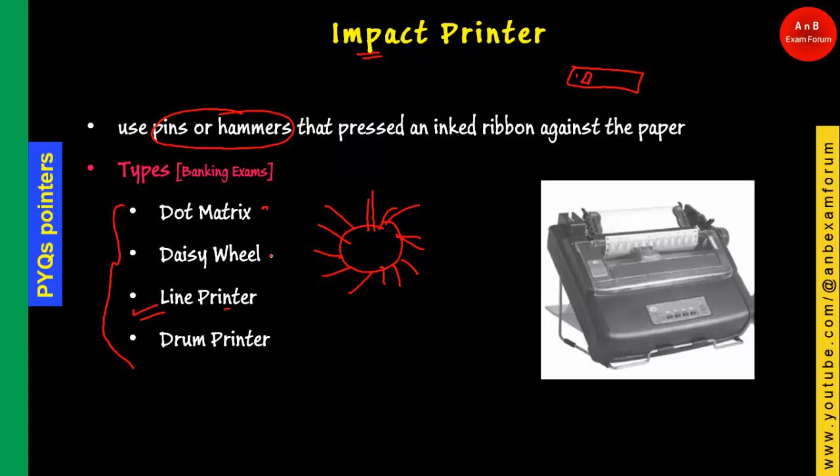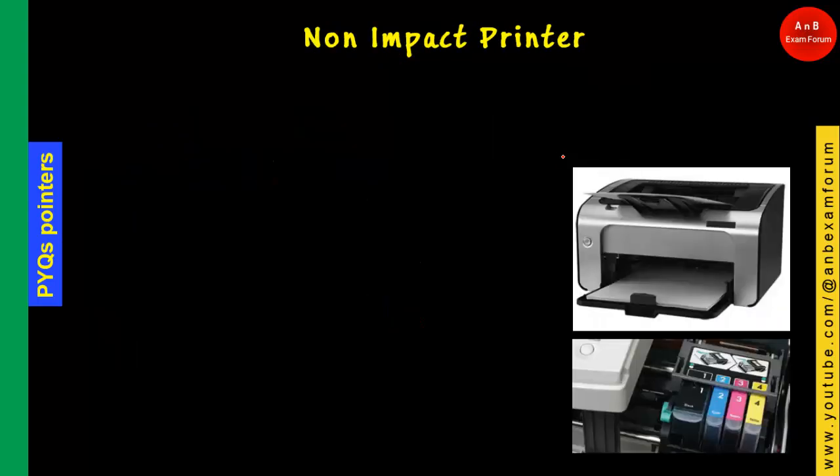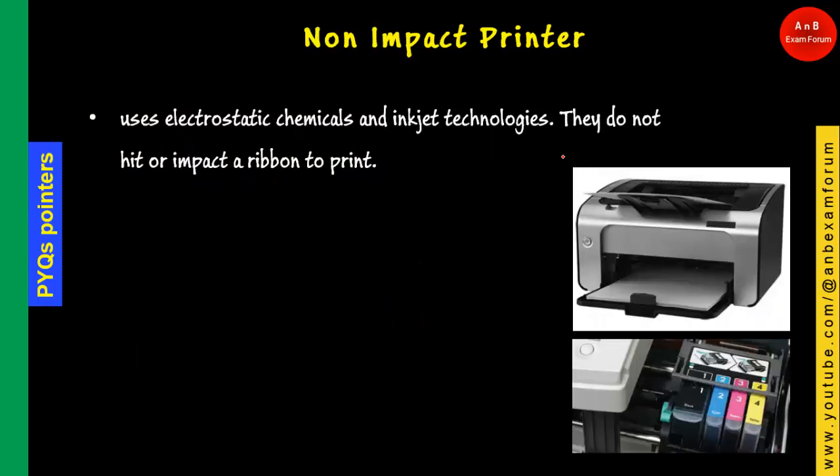Okay, drum printer, it will be having a large drum, over that hammer will be placed. So the basic philosophy remains the same, that hammers are going to be used against the ribbon on the paper. Okay, let's see the non-impact printer. Instead of impact printer, nowadays non-impact printers are very popular, and these printers use electrostatic, chemical and inkjet technologies.